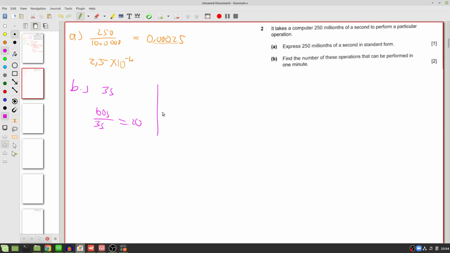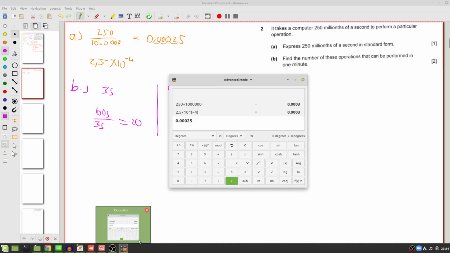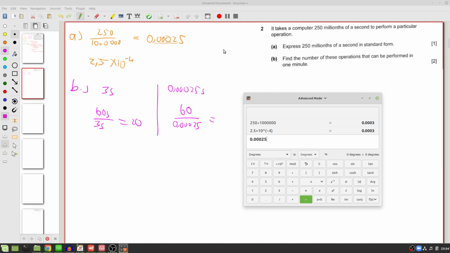Alright, so now let's do it with this value. We know it takes a computer 0.00025 seconds to perform an operation. How many of them can be performed in 1 minute? Well, we do the same thing. 60 seconds divided by 0.00025. And again, we've got calculators that can work this out for us these days.